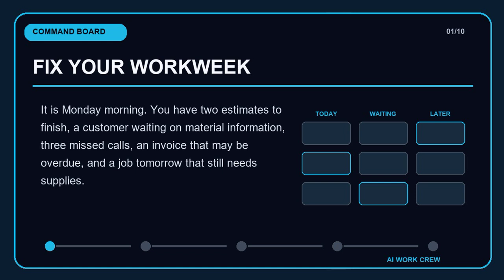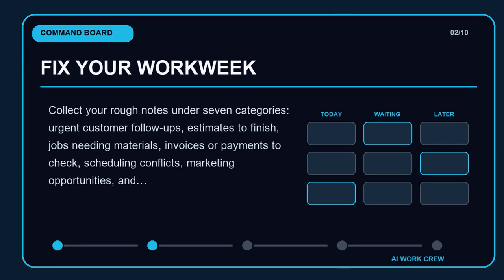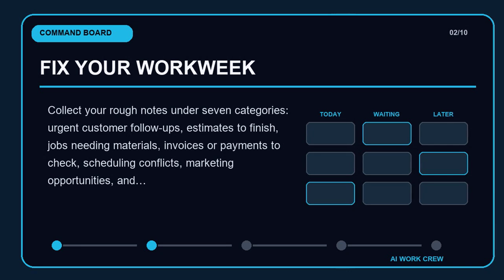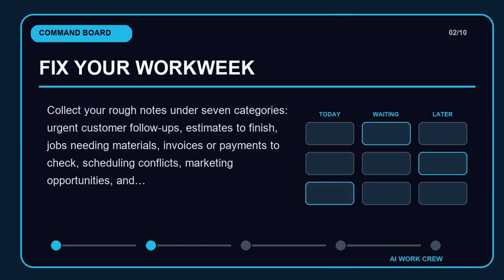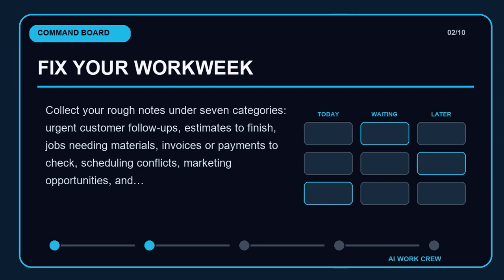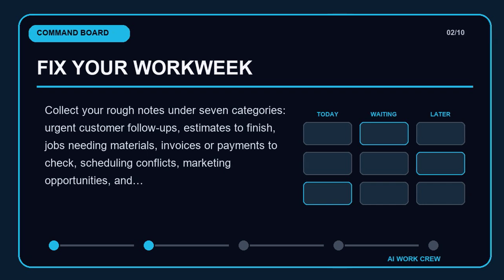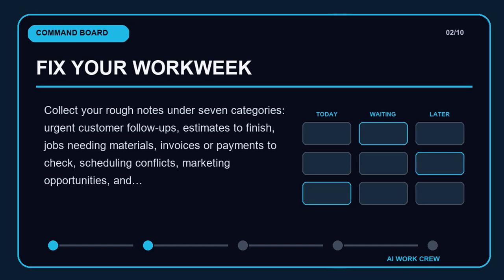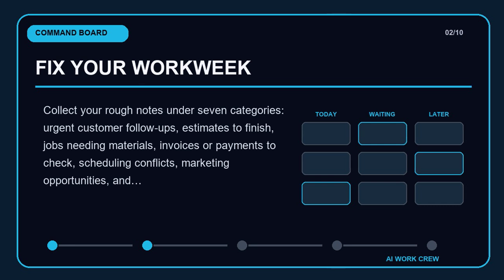Collect your rough notes under 7 categories: urgent customer follow-ups, estimates to finish, jobs needing materials, invoices or payments to check, scheduling conflicts, marketing opportunities, and lower priority tasks. Do not worry about making the notes polished. Include the verified due date, next agreed action, and responsible person when you know them. Mark uncertainty instead of guessing.